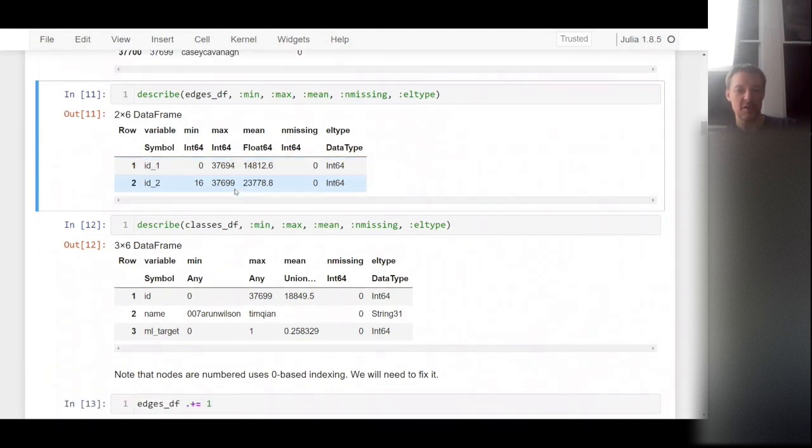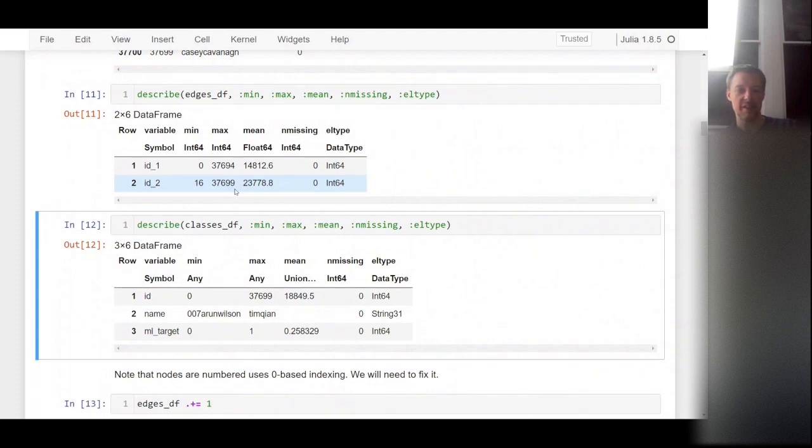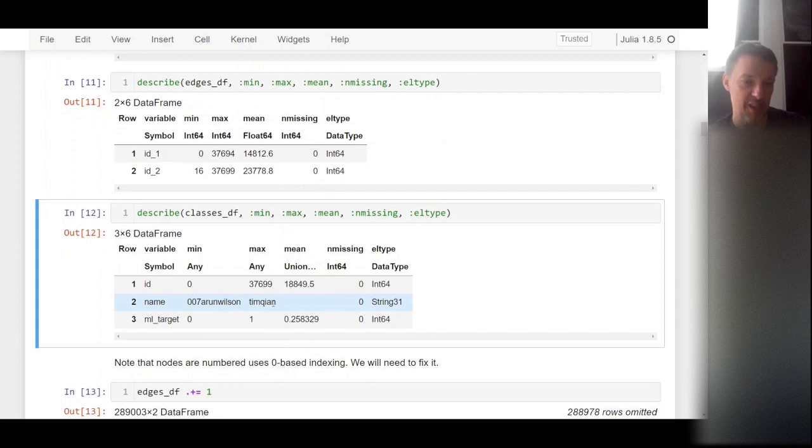We can also have a look at the second data frame, which is classes DF, and again we get the information that developer numbers are in the same range, which is good, which means that the data sets are consistent. For example, we do not have edges that do not point at any developer. And most likely we will shortly check that we don't have a situation where a developer has no edges attached to it. We don't know it yet, but it seems that it should be the case.